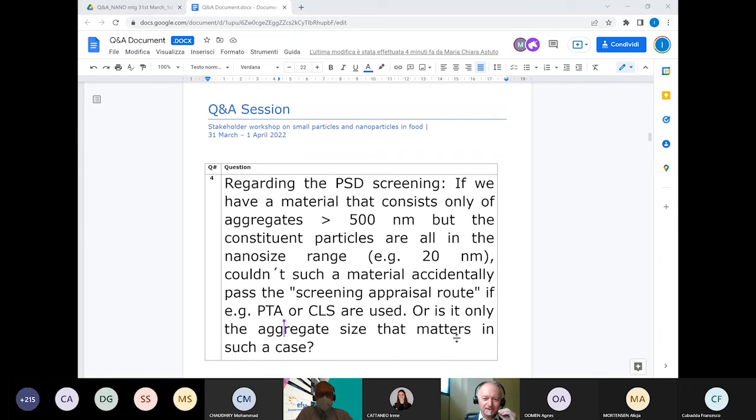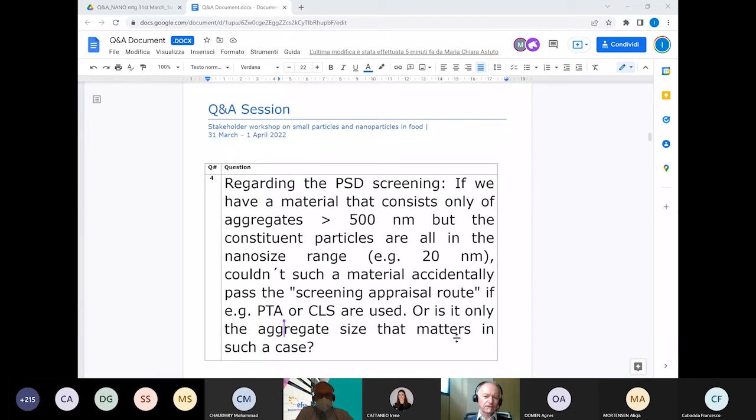Yeah, the question is if you have a material that consists only of aggregates larger than 500 nanometer, but the constituent particles are small in the nanoscale, for example, 20 nanometers, whether such a material could pass the screening appraisal route. The answer is that such a material is a nanostructured material, and therefore it falls directly within the scope of the guidance on risk assessment that we are discussing today.